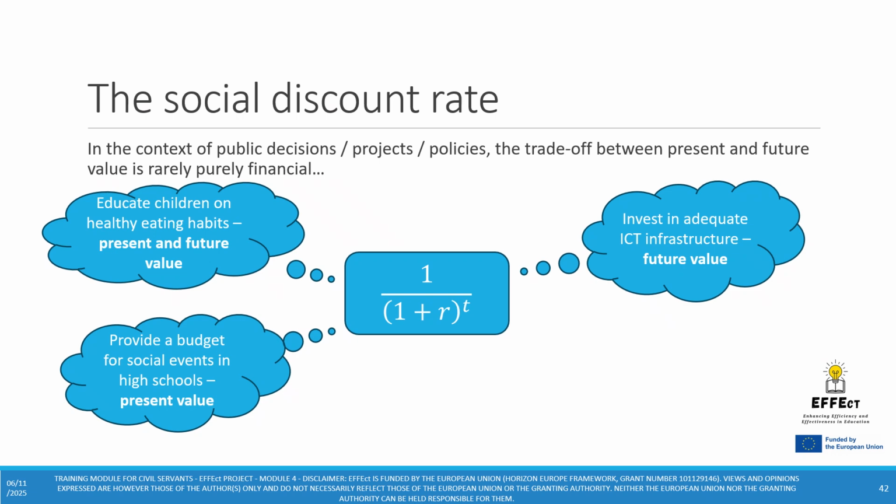It has present value for the children today, but it also has future value for the adult that the children will one day become. Furthermore, providing a budget for social events in high schools has rather present value, which means that for many events that happen in high schools today, it's mostly about giving students a great time today, but not that much about what happens to them in 3 years.